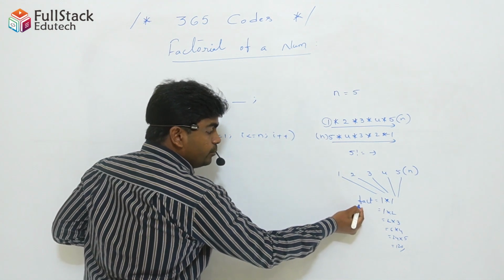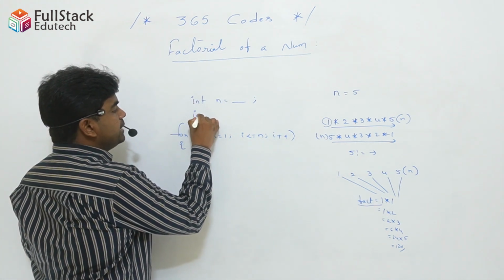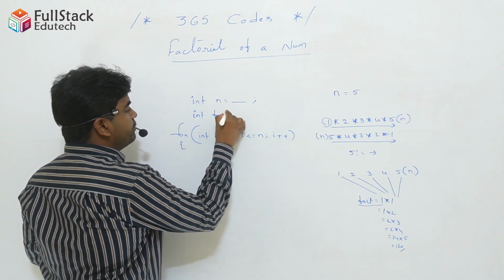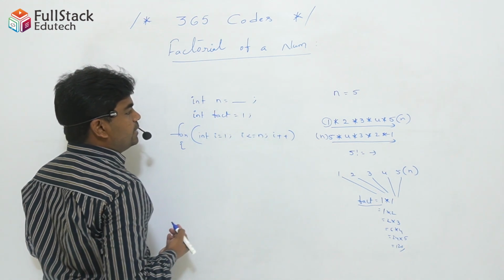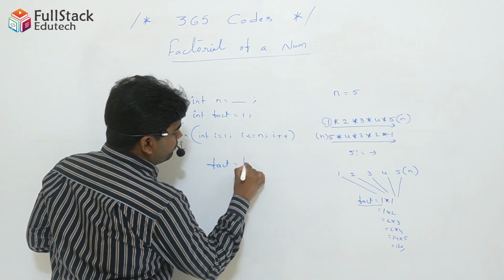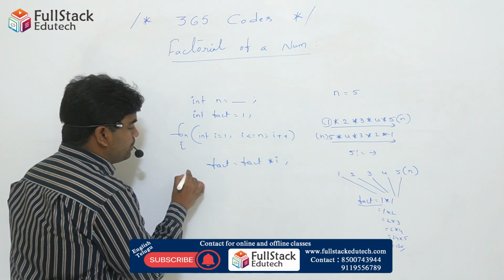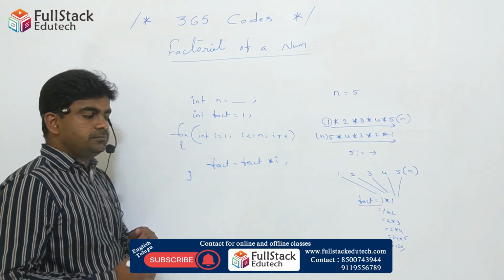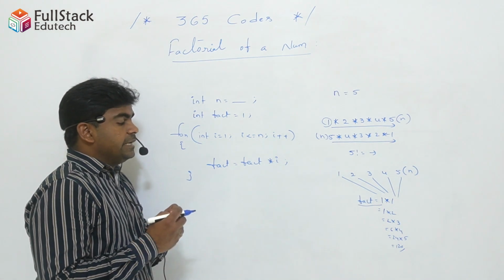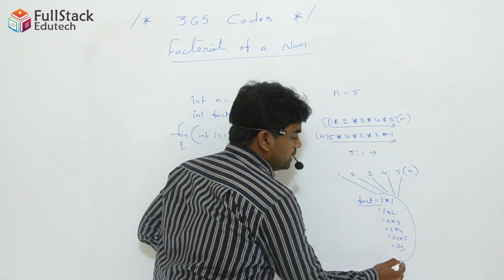Every time you need to multiply with the factorial value. So initially you have to take fact with the value 1. Inside we are writing that fact is equal to fact multiplied with i. Fact equals fact into i. So this is the operation we are doing.